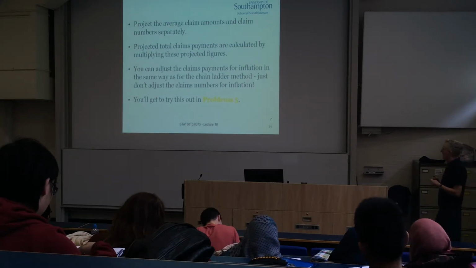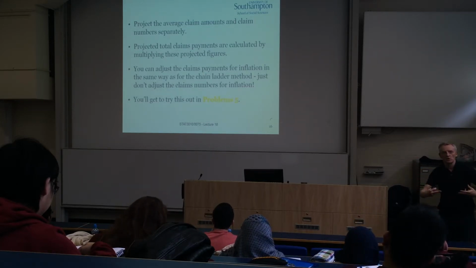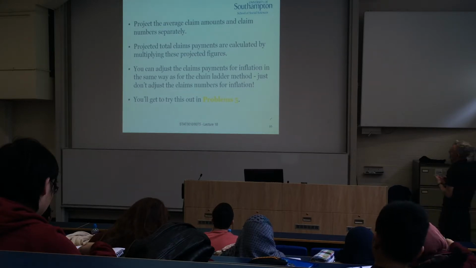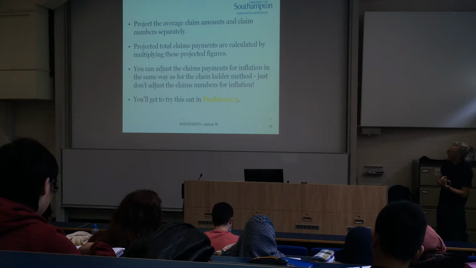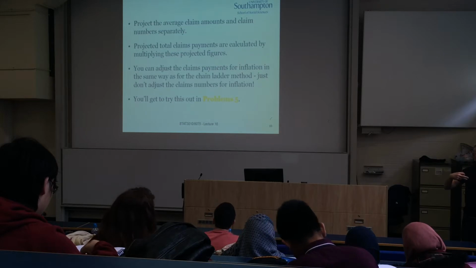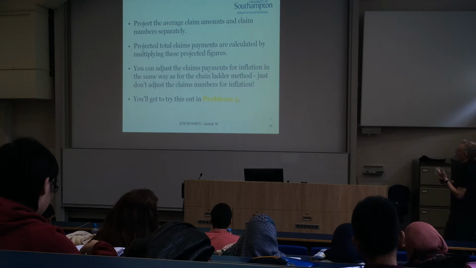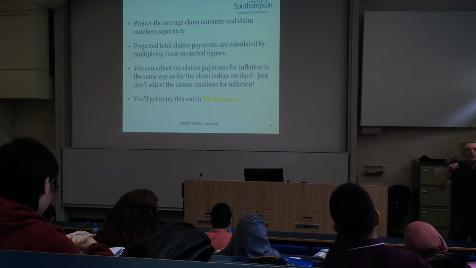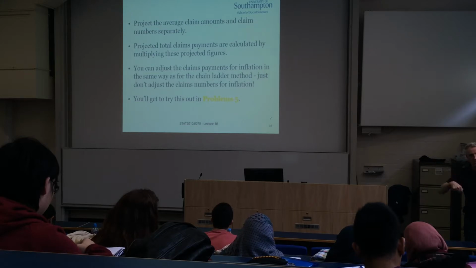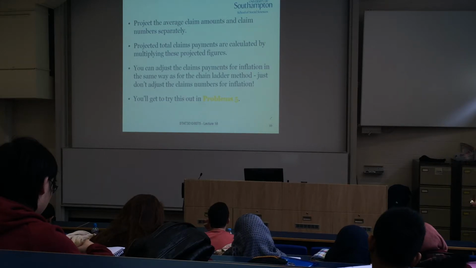Okay, the basic method works as follows. What you do is you do 2 sets of projections. Okay, first of all, you project the average claim amount. Okay, from your historical data, you have claim totals and you have numbers of claims. From the historical data, you can work out the average amount of each claim, and then you can project that average into the future in pretty much the same way as we've been using so far, by calculating development factors and then making a projection.